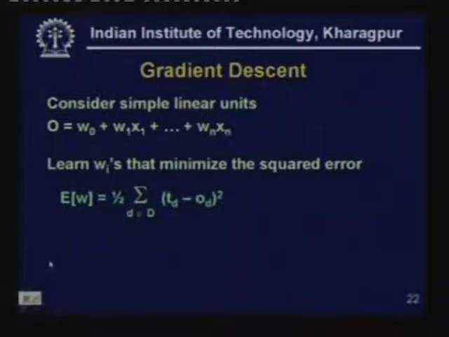E(W) is half of the sum over all training examples of (td minus od) whole square. So, td is, for a particular training example d, the target value, and od is the output for that input by our network. So, td minus od being 0 means the network agrees with the example. If td minus od is not 0, then it means it does not agree. So, the summation of these (td minus od) whole square times half is the error function that we will use. It is a very commonly used error function.